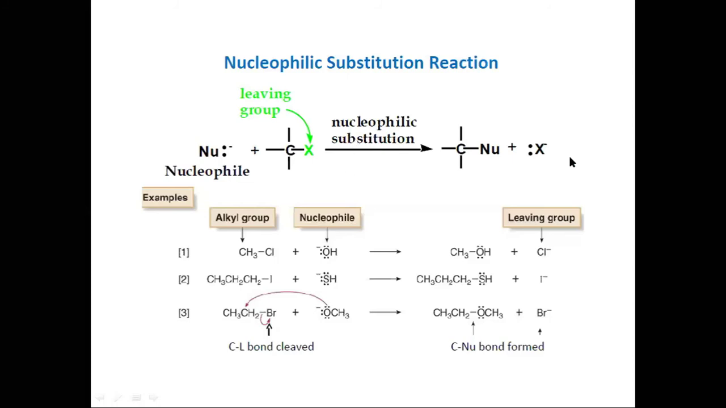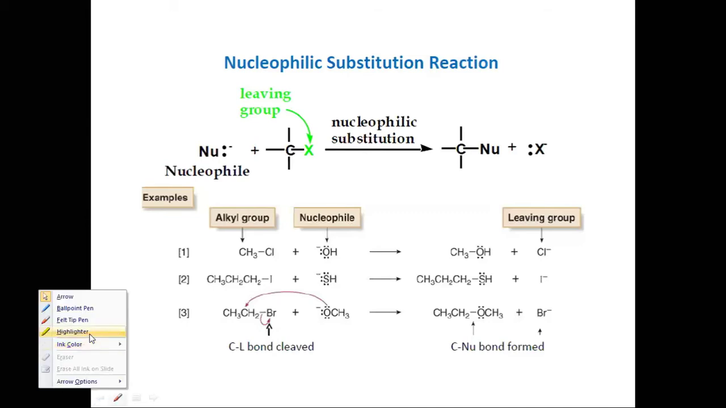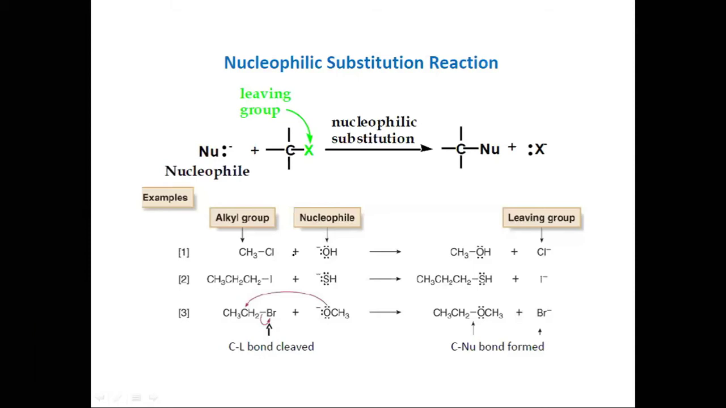In a nucleophilic substitution reaction, you need to have a nucleophile and a substrate. The substrate generally is an alkyl halide. So you need a substrate of alkyl halide and the nucleophile. The nucleophile prefers to attack the carbon which is carrying the leaving group. The leaving group is this X, which we generally call the leaving group, and the leaving group leaves out and forms a new bond between the carbon and the new nucleophile.